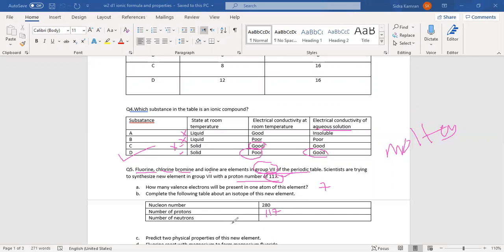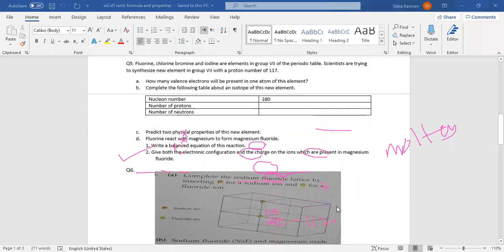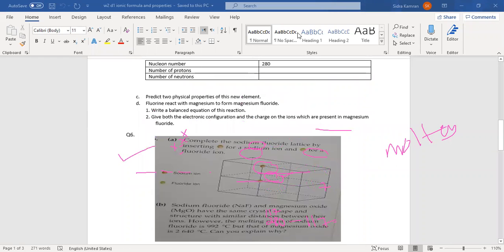How can you calculate the number of neutrons? If you subtract the proton number from the nucleon number, you will get the number of neutrons, because the nucleon number is basically the mass number and the mass number is the sum of the protons and the neutrons. So if you subtract the number of protons from the nucleon number, you will get the number of neutrons. Question number 5, part C. Let's discuss here.